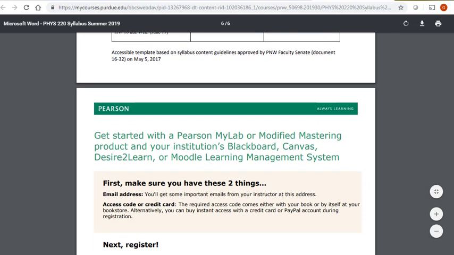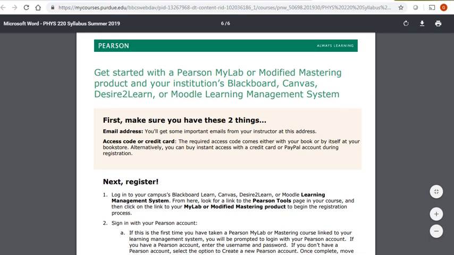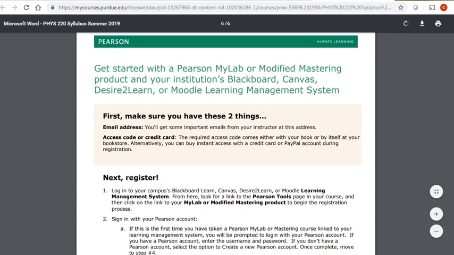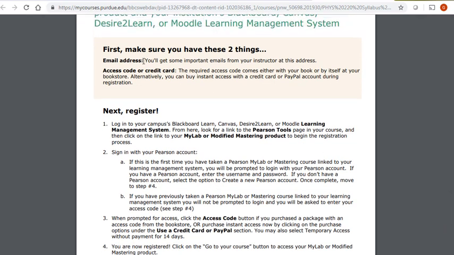Now, this is the way that I would recommend getting the homework code. This is a Pearson product, so get started with Pearson MyLab Mastering. This is actually called Mastering Physics. You need to have 2 things: an email address, which I know that you do. If you're registered at P&W, you have an email address, and an access code or credit card.